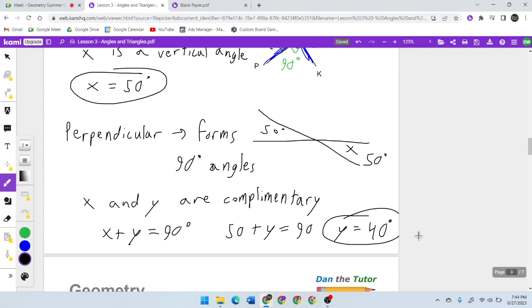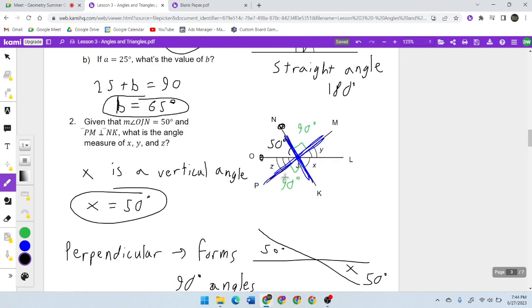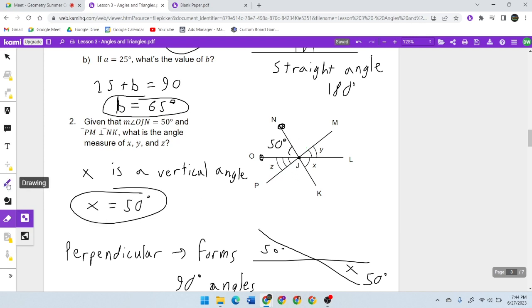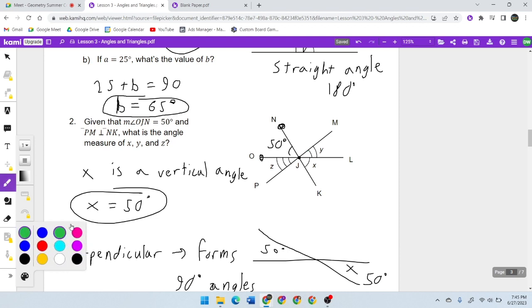Okay, so we have x, we have y. Now we just need one more. We need z. So to find z, again, I'm going to erase my line so I have more room to write. And what I would say is, if you want to find z, there's actually two different things you can do. One is you can say it's complementary with the 50 here. Z is complementary with the 50. Or the other thing you can say is z is vertical with y.